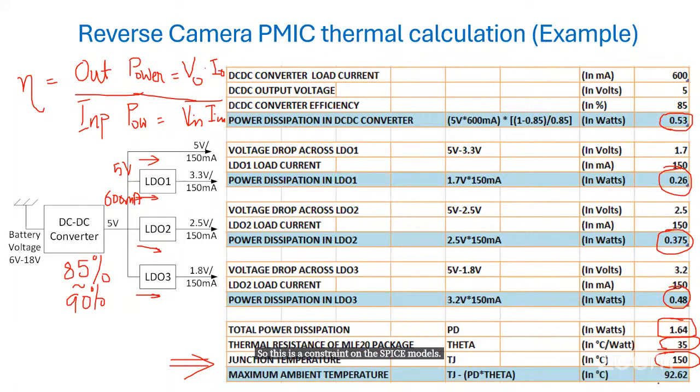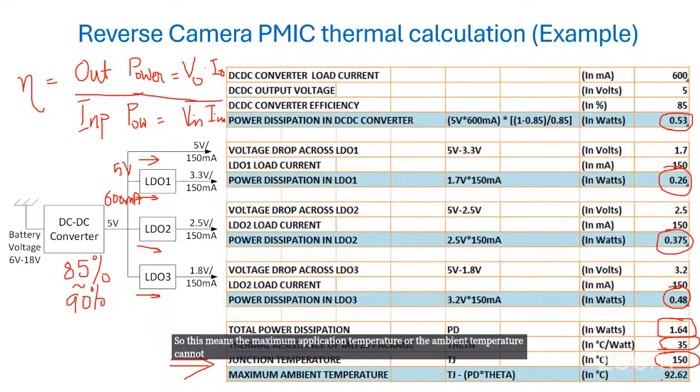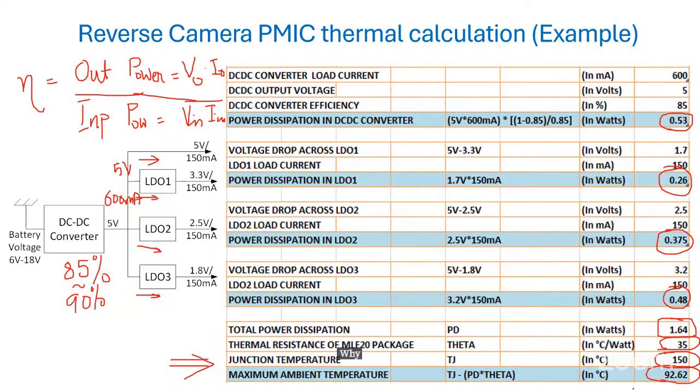Now, what this means is that the self-heating will be 35 into 1.64, because we have 1.64 watts of power and it is 35 degrees centigrade per watt. So you get roughly about 58 degrees centigrade as the self-heating. This means the maximum application or ambient temperature cannot be more than 92 degrees. Why? 92 degrees is the maximum application temperature, and then you have an additional 58 degrees of self-heating that will get to 150 degrees centigrade.